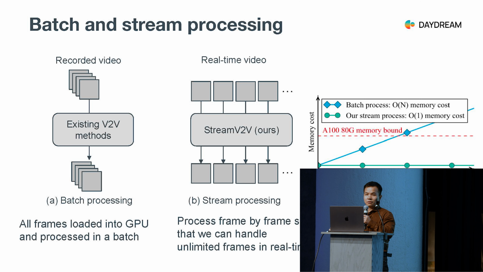So what we want to do, sharing the same spirit of the stream diffusion theory, is to do it in a streaming fashion. When we have real-time video, every frame comes, we just process it and output that frame on the fly, so that we can deal with it in real time. If you look at the memory consumption chart on the right, for batch processing, the memory cost will increase with the number of frames. But for the streaming process, we maintain a constant memory, which means that we can get unlimited length of videos.